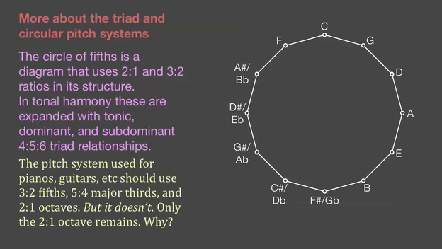It would make sense then that the pitch system used for pianos, guitars, and any instrument with fixed pitch should use perfectly tuned 3:2 fifths, 5:4 major thirds, and 2:1 octaves, so that all of the triads would have that nice 4:5:6 rational relationship. But the tuning system in common use today for pianos and organs and electronic keyboards, etc., does not have any pure intervals or just intervals other than the 2:1 octave. Why is this? Well, as we go through our series of presentations, we will find out. And that is the mystery we're trying to get to the bottom of in this series of presentations.